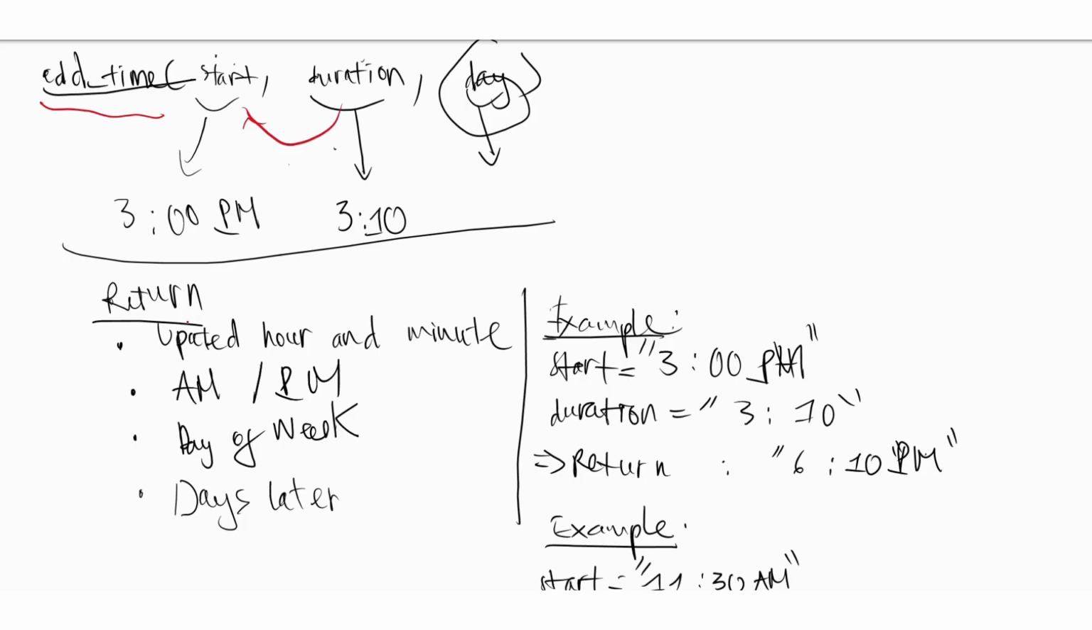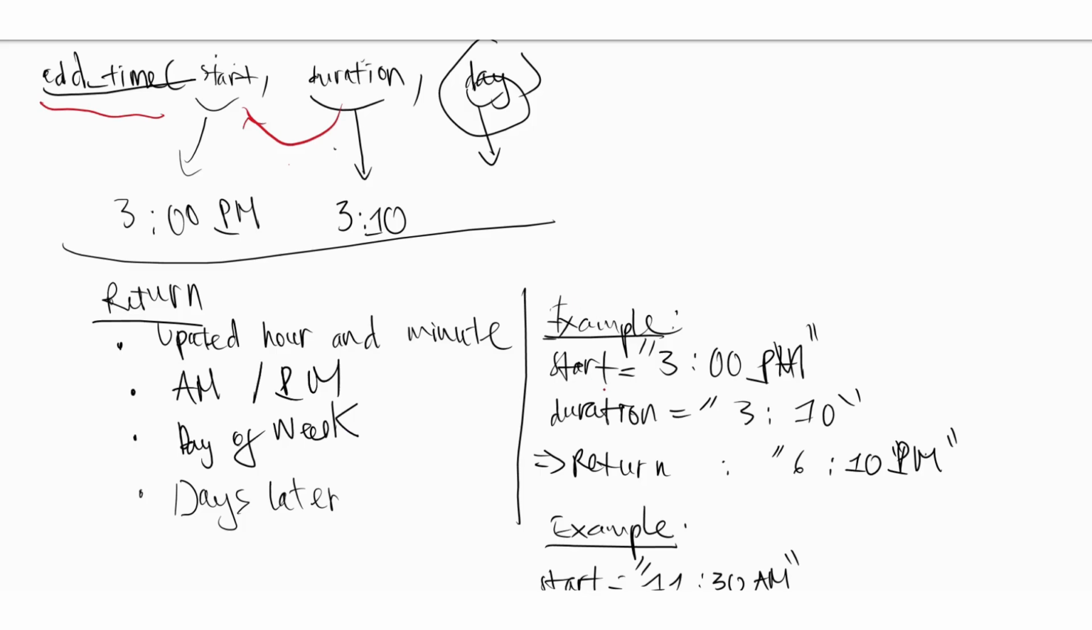And then after the checking, the function will return the updated hour and minute in the desired format, which we will take a closer look at later on. And whether it's AM or PM, the function also has to deal with this problem. And the day of a week, Monday, Tuesday, as I said earlier. And it also mentions how many days later the new day is.